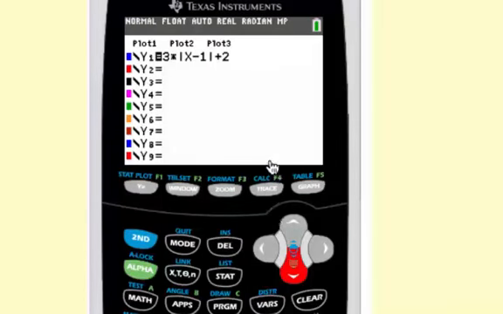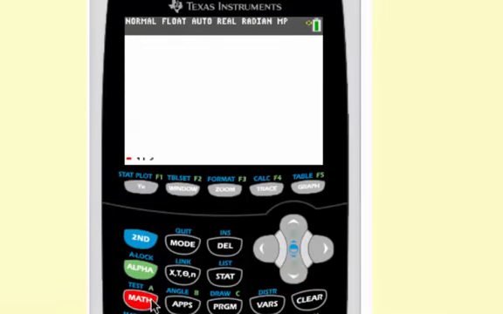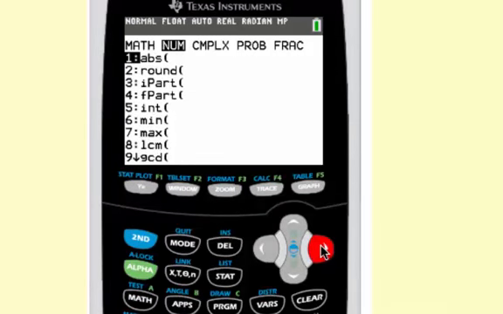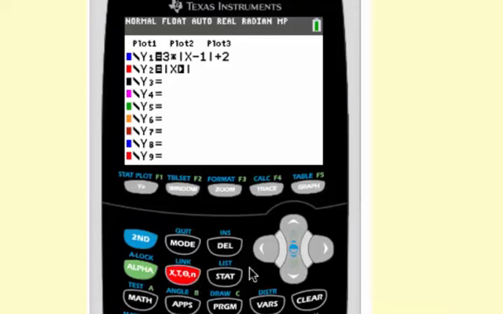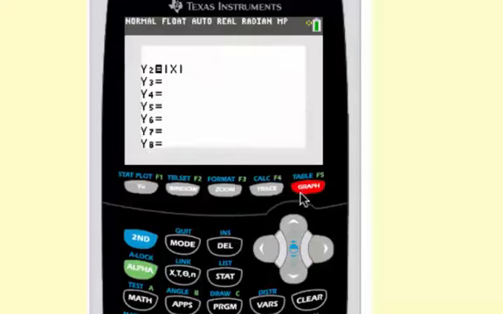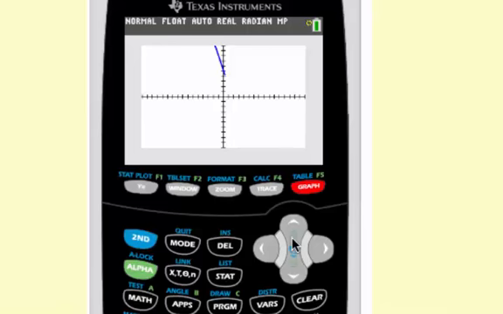Okay, and then down arrow to y2, and that one's just going to be y equals absolute value of x. So I'm going to go straight to the math menu, and then over to number, and choose option 1, which is absolute value, and then x, and then right arrow to get out of there. So I have 3 absolute value of x minus 1 plus 2 as the function, and the parent function of absolute value of x. And let's graph. So the parent function is in red, the original function is in blue.